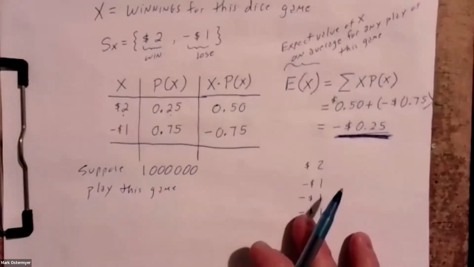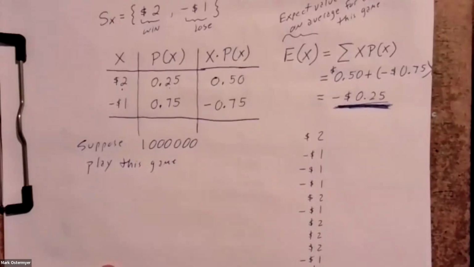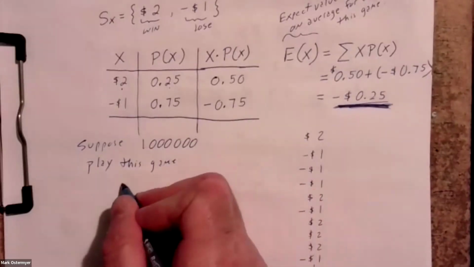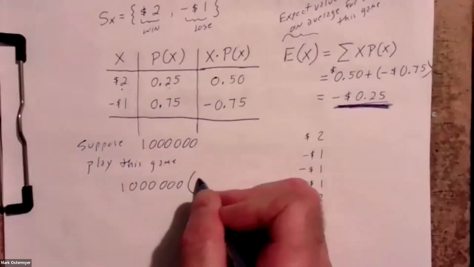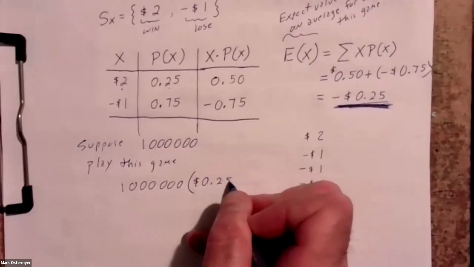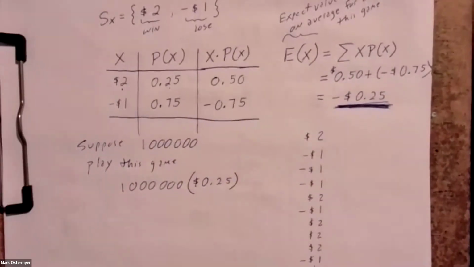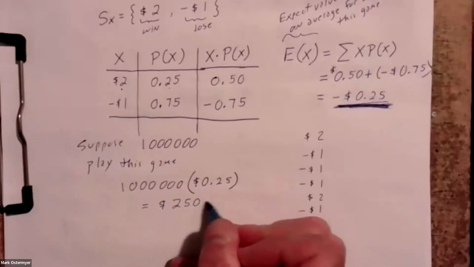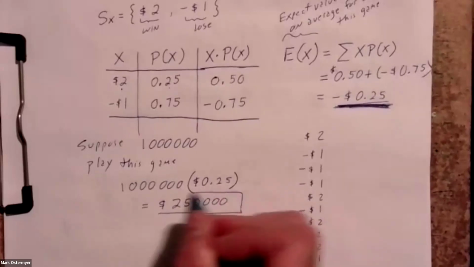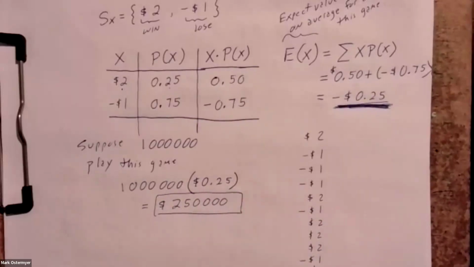If 1 million people played this game, the house would expect, on average, to bring in 1 million times 25 cents. And what is 1 million times 25 cents? Wow. They would expect to bring in a whopping, on average, $250,000 profit. On average. So the game favors the house. It does not favor the player.